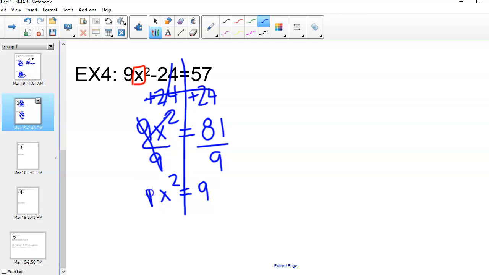And then so last thing, we've got to square root both sides, and thankfully this is something we can take the square root of. So x is going to equal plus or minus 3. So we've got two answers there, positive 3 and negative 3.